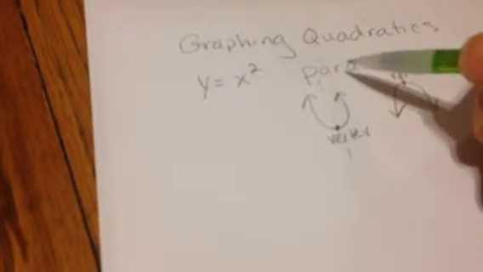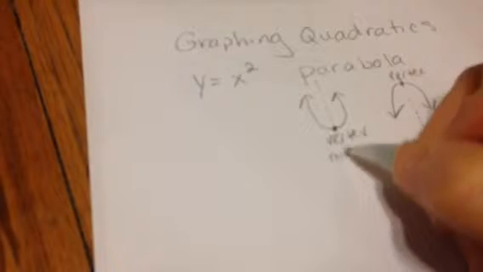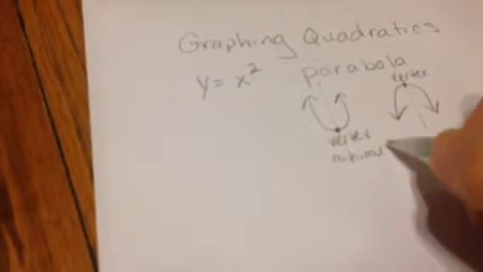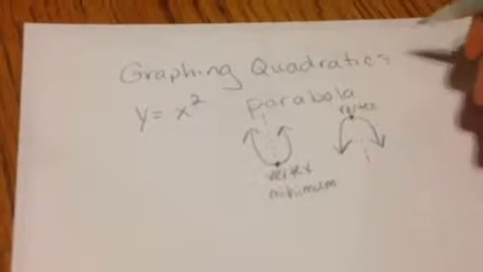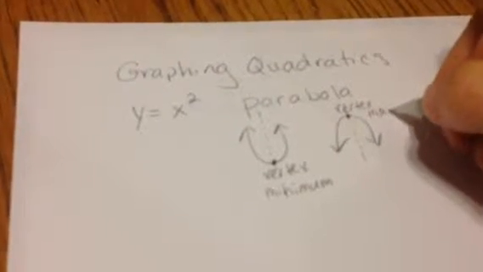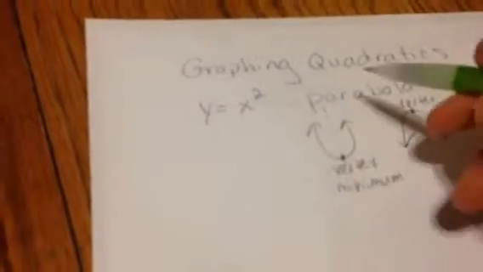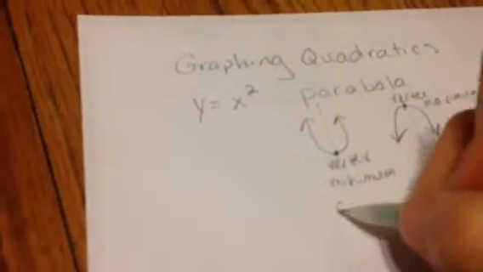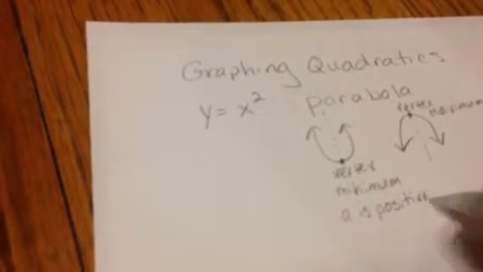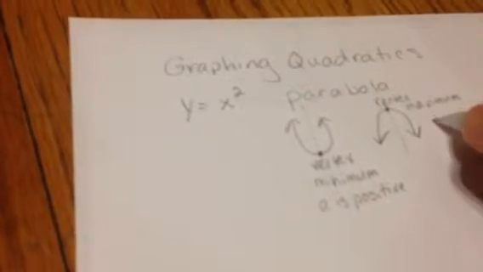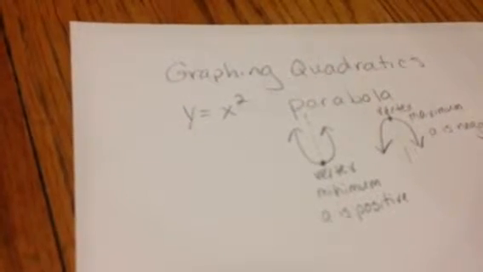If the parabola opens up, the vertex is at the bottom, therefore the vertex is the minimum value. If the parabola opens down, then the vertex is at the top and it's a maximum value. I also know that if my A is positive, the graph will open upwards, and if my A is negative, the graph will open downwards.